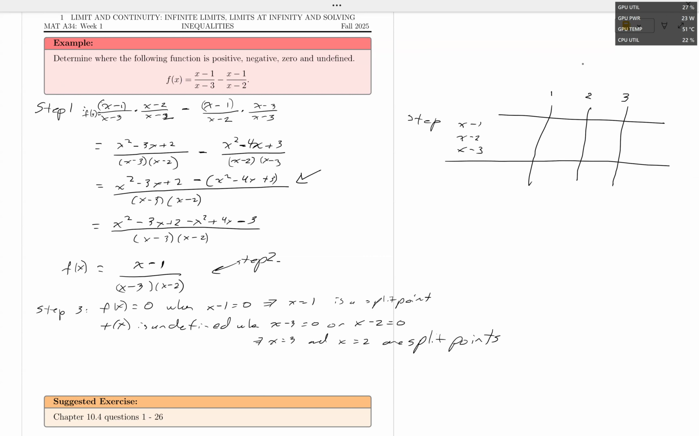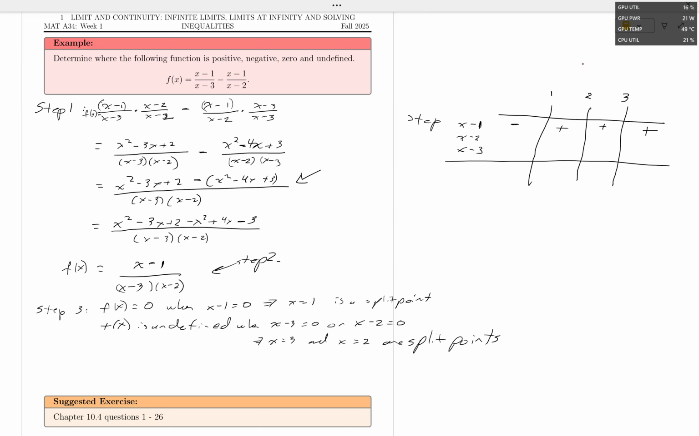Now, I'm going to analyze each of these roots individually. X minus 1, what's the right end behavior? If I look at what happens with a huge number, I'm positive. If I look at what happens with a huge negative number or very negative number, I'm negative. So I change sign. Where's the only place this function can change sign? Because I'm factored, I know it's at 1. So that's where I change sign.